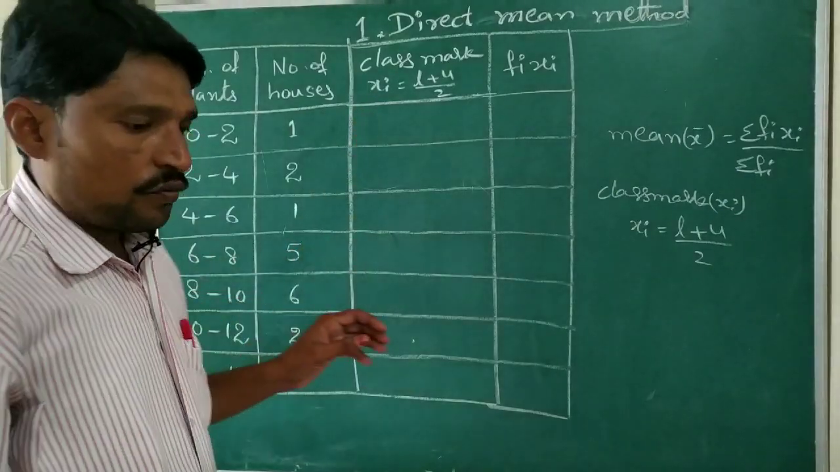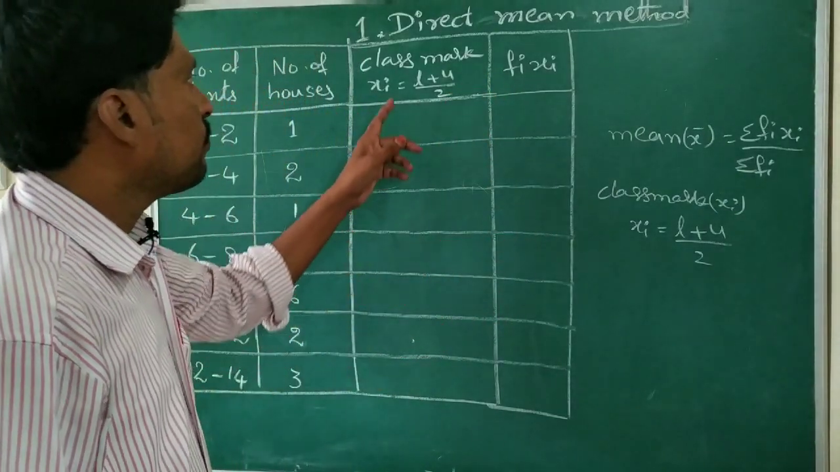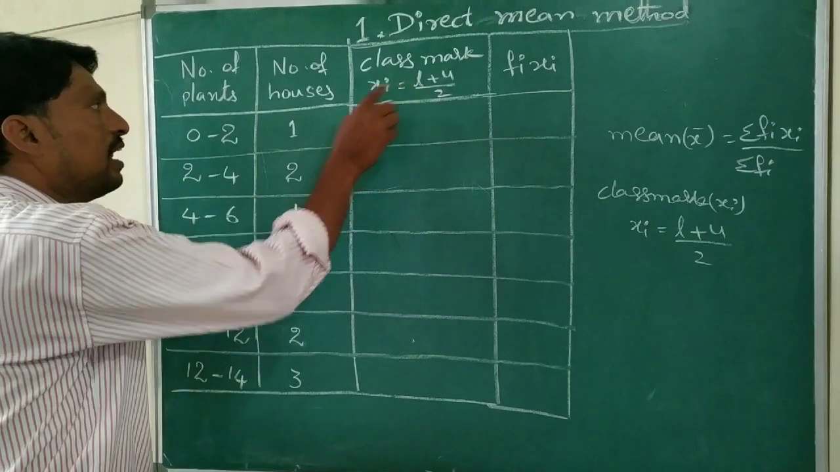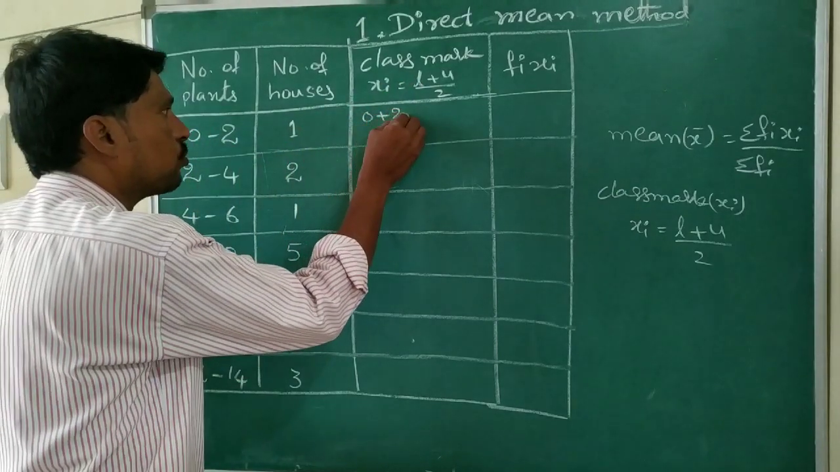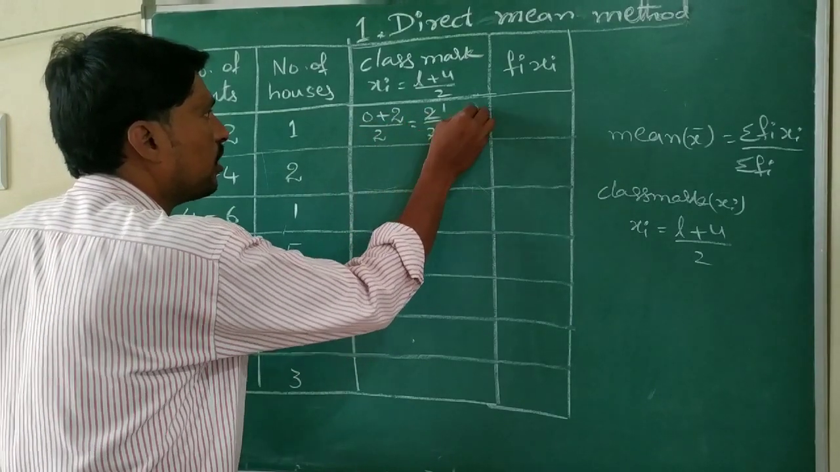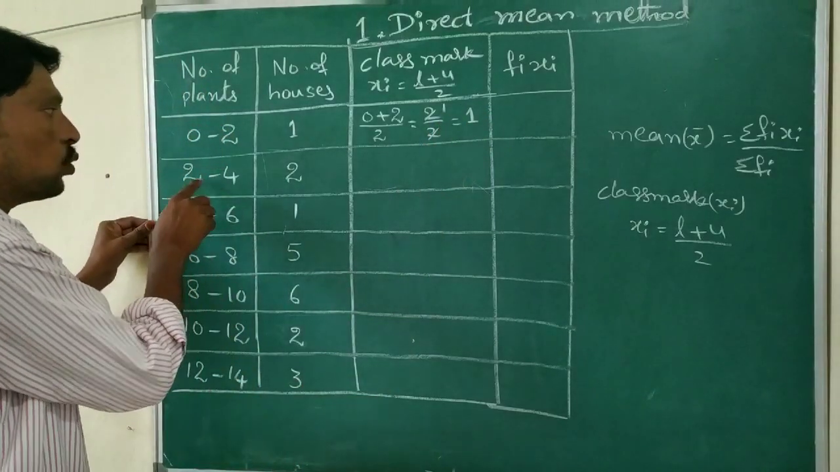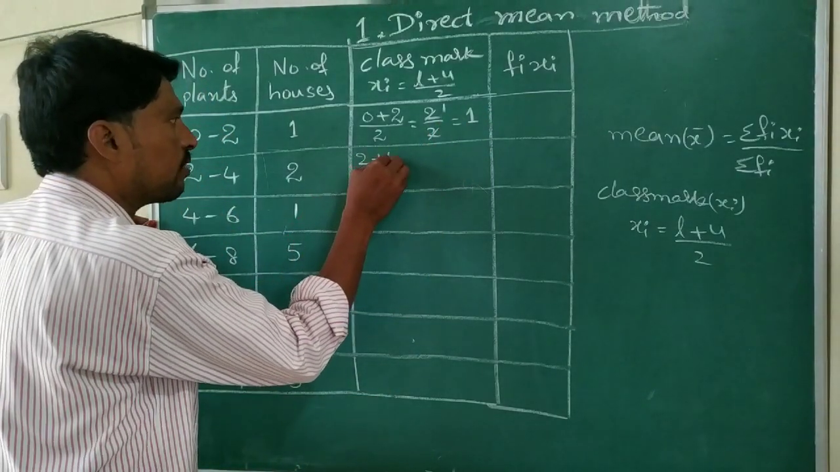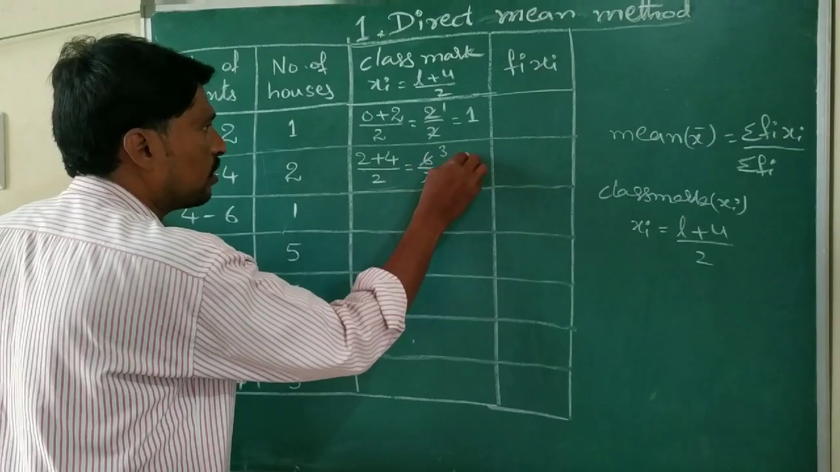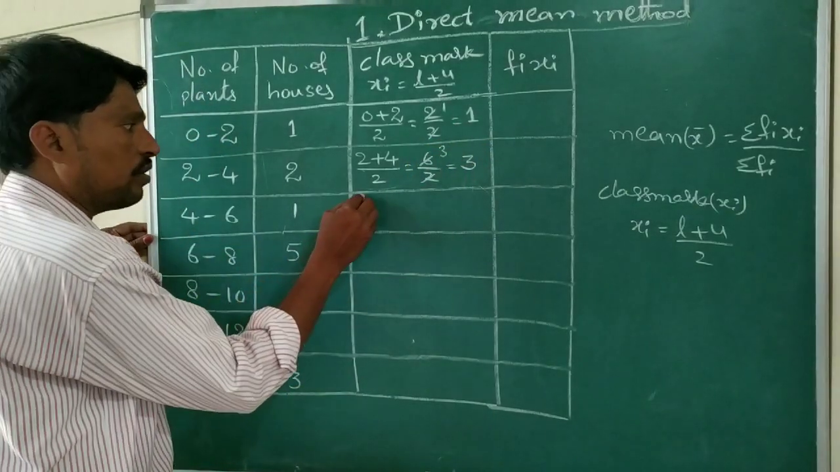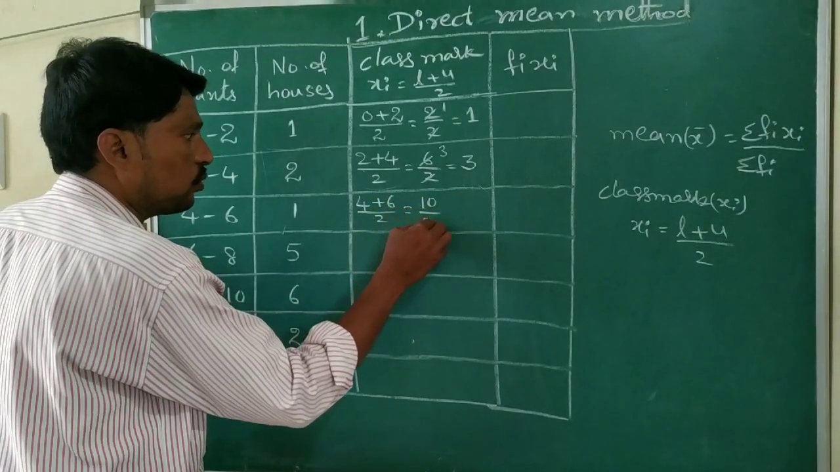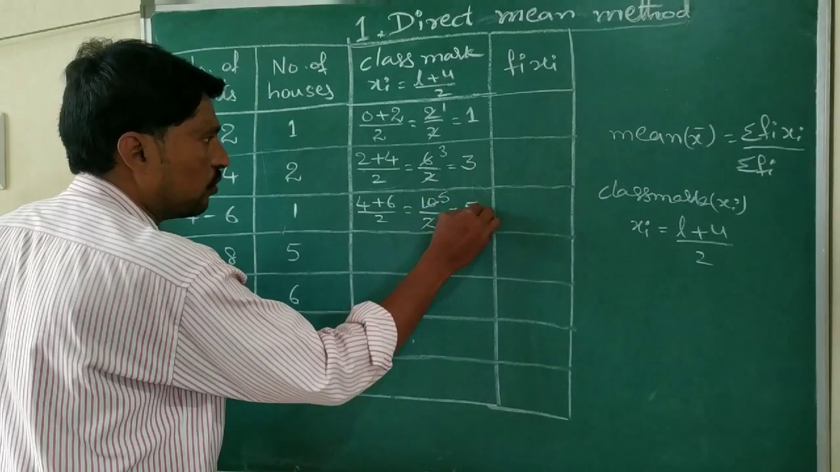Here we need to find the class marks. Xi equals L plus U by 2. For the first class, lower limit 0 plus upper limit 2, by 2, that is 2 by 2, which is 1. Next, 2 to 4 class interval, 2 plus 4 is 6, by 2, that value is 3. Next class interval, lower limit is 4, upper limit is 6, 4 plus 6 is 10, by 2, that value is 5.